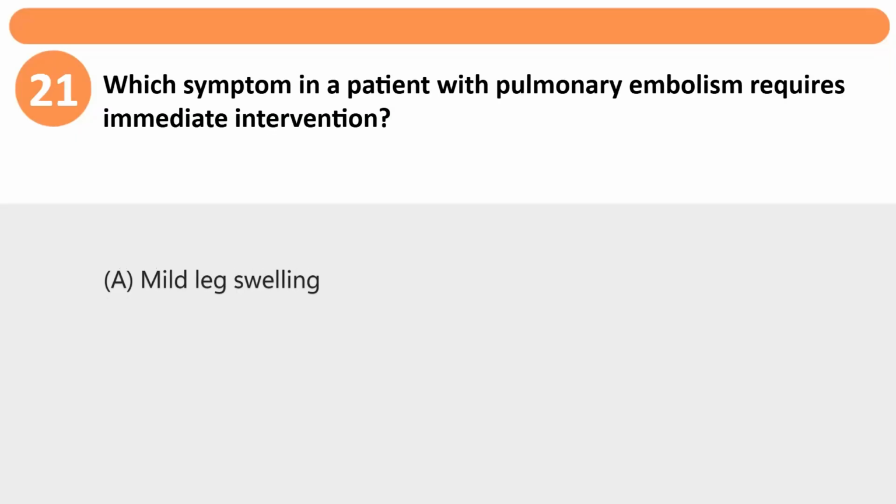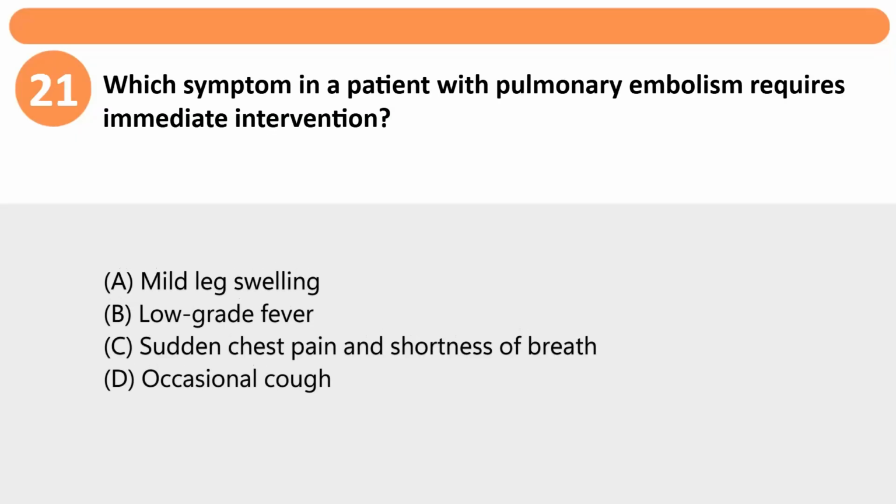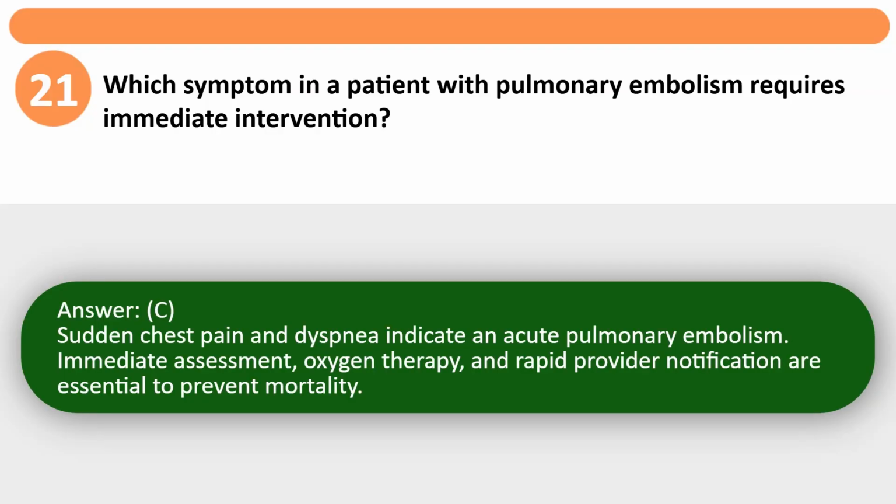Which symptom in a patient with pulmonary embolism requires immediate intervention? A. Mild leg swelling. B. Low-grade fever. C. Sudden chest pain and shortness of breath. D. Occasional cough. Answer, C. Sudden chest pain and dyspnea indicate an acute pulmonary embolism. Immediate assessment, oxygen therapy, and rapid provider notification are essential to prevent mortality.